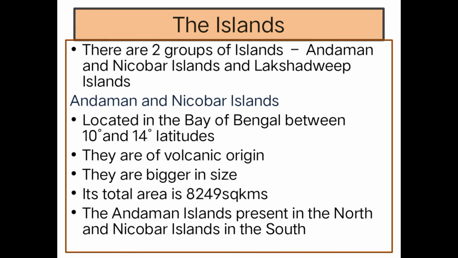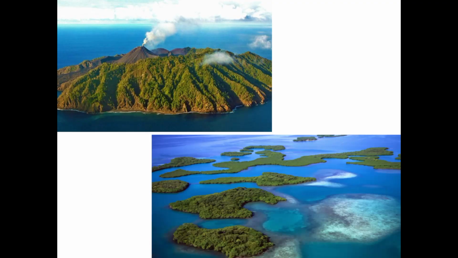Coming to the island groups: the Andaman and Nicobar Islands and the Lakshadweep Islands. The Andaman and Nicobar Islands are located in the Bay of Bengal between roughly 10 degrees and 40 degrees latitudes. They are also of volcanic origin. We have the Barren Island there, and they are bigger in size. The total area is 8,249 square kilometers. The Andaman Islands are present in the north, and the Nicobar Islands are present in the south.